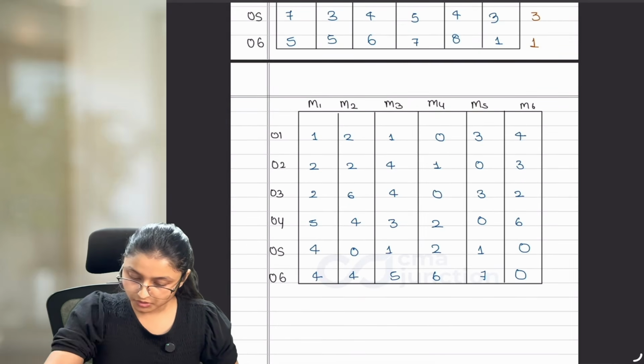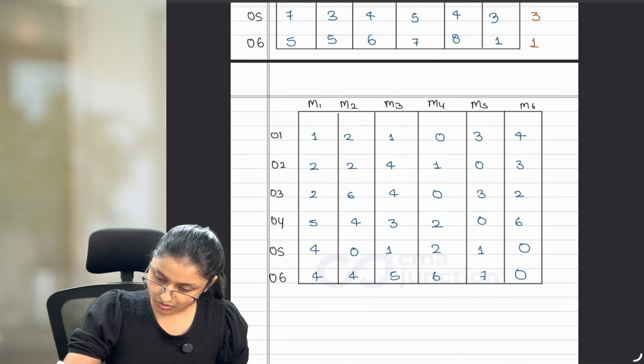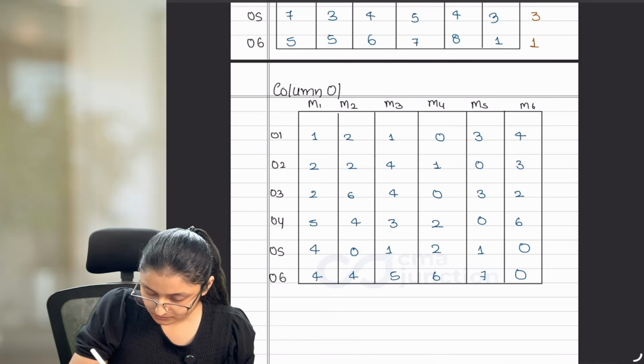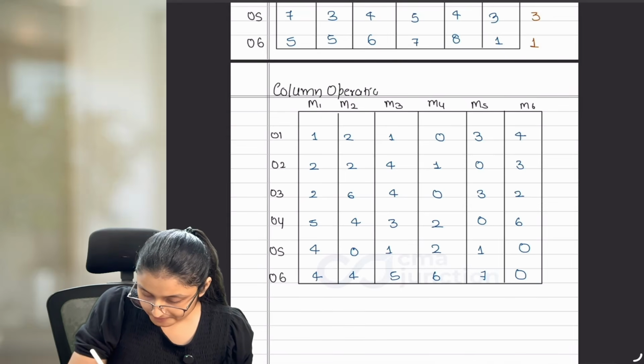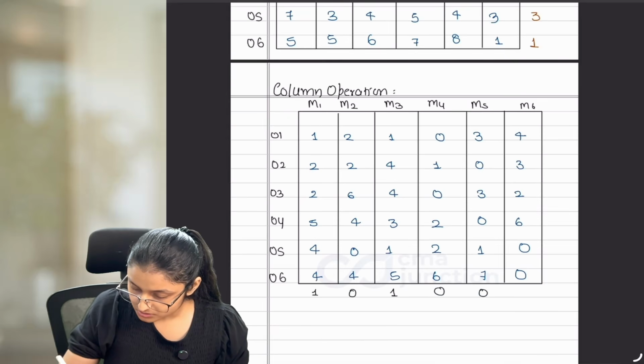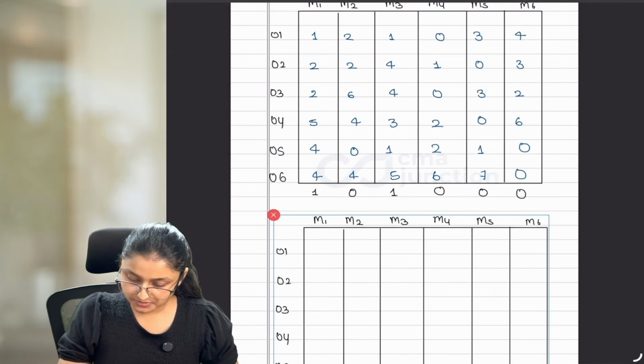I need column operation because here the minimum value is not 0. So column operation will be required. One is the minimum value. Here we have 0. Here 1, 0, 0, 0. So let's make our new table.